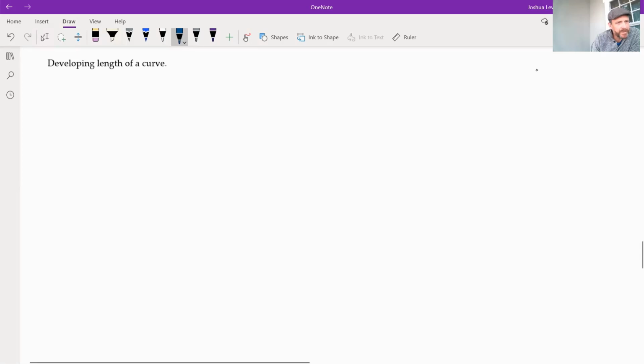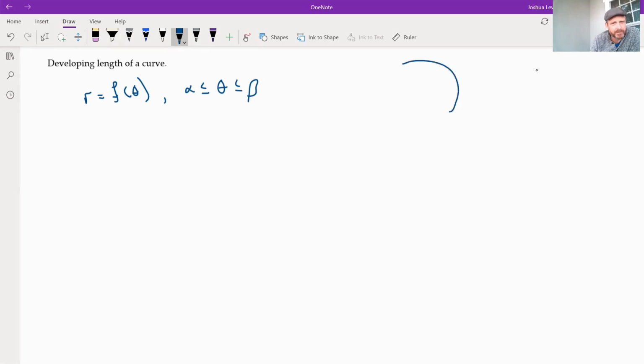Well, remember that we're really seeing r as being some function of theta, right? And we're going to let theta run from some alpha to beta, okay? Again, we're finding the length of some arc. So maybe that's alpha, and maybe that's beta. And we want to know what this length is, okay?